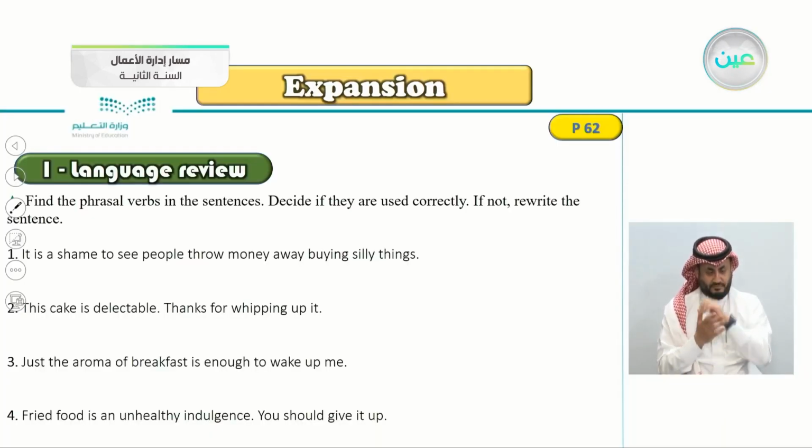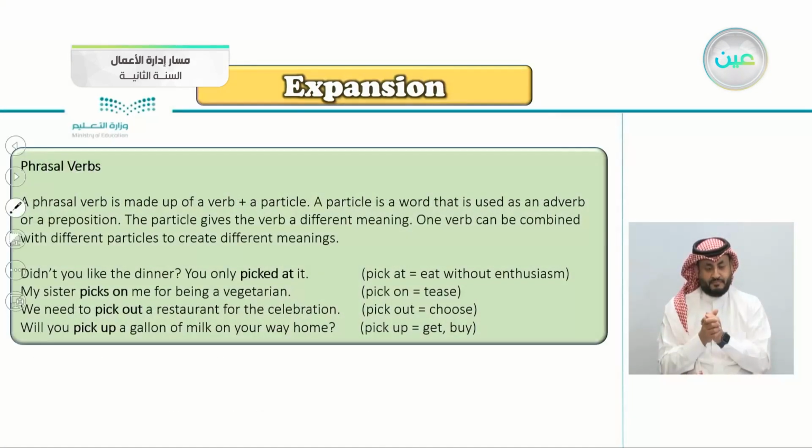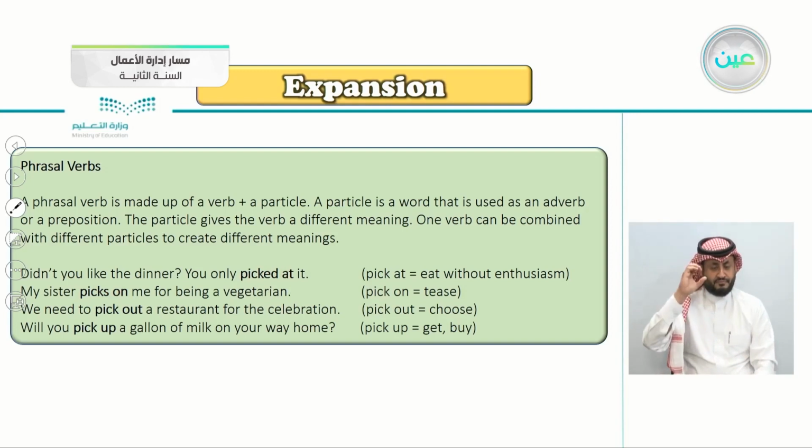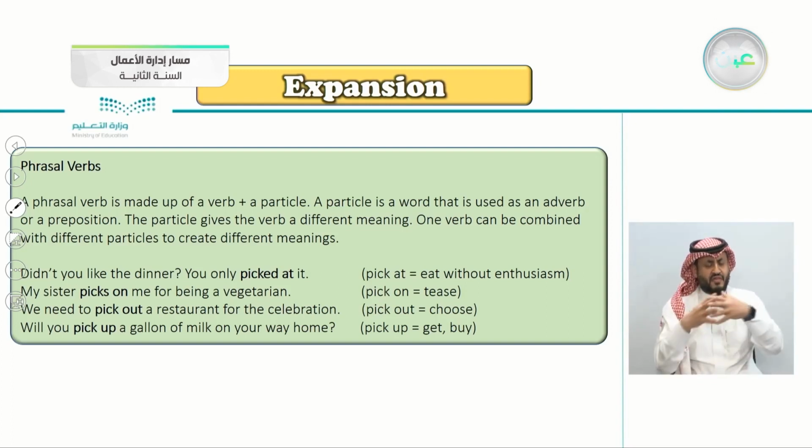So this is talking about the phrasal verbs lesson, if you remember it from Unit 2. A phrasal verb is made of a verb plus a particle, just like this one, picked at, or here, picked on. This is the phrasal verb. A particle is a word that is used as an adverb or preposition. The particle gives the verb a different meaning. One verb can be combined with different particles to create different meanings. For example, pick at means eat without enthusiasm. Pick on, pick out means choose, pick up means to get by.